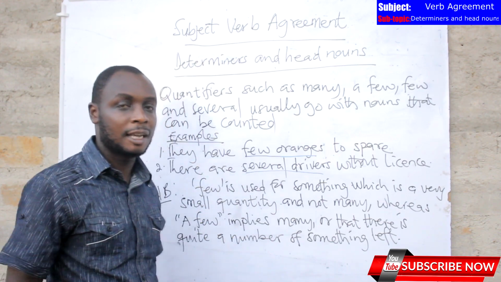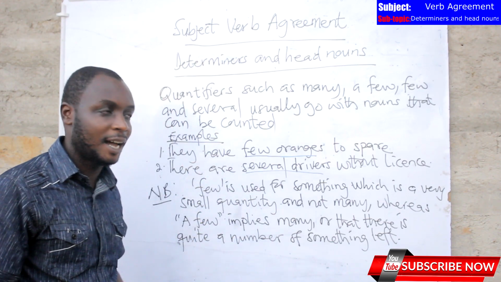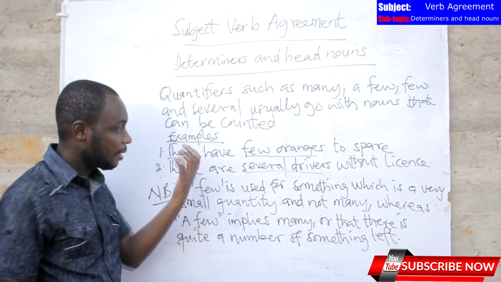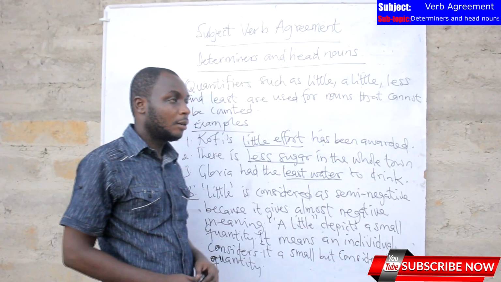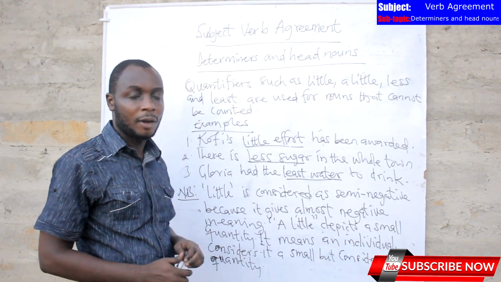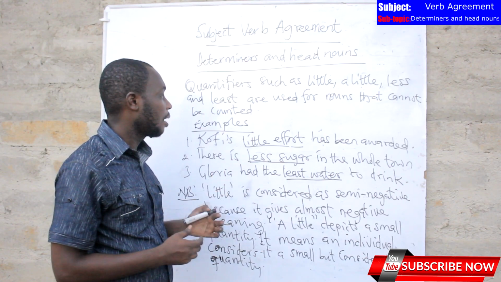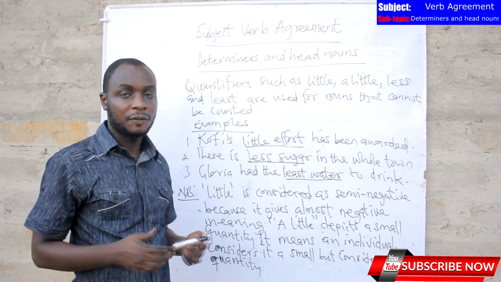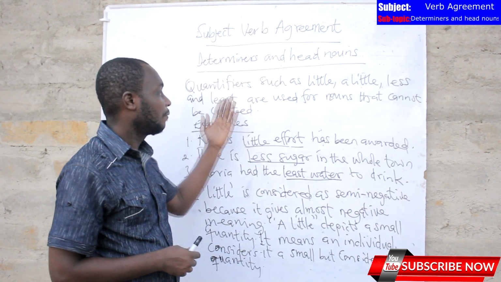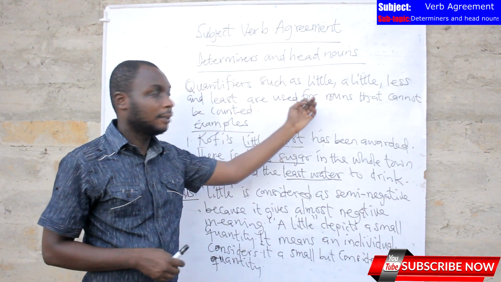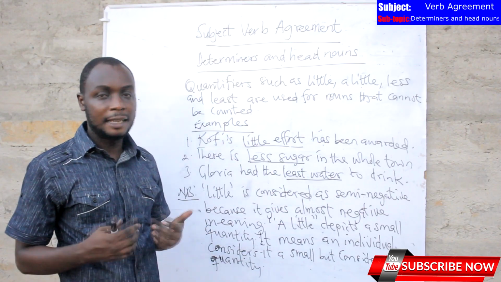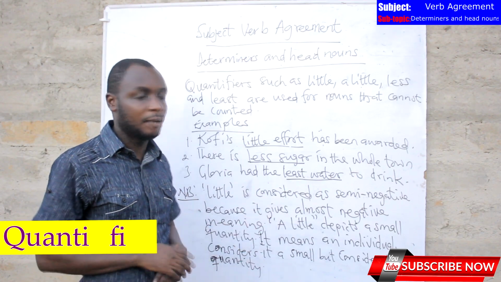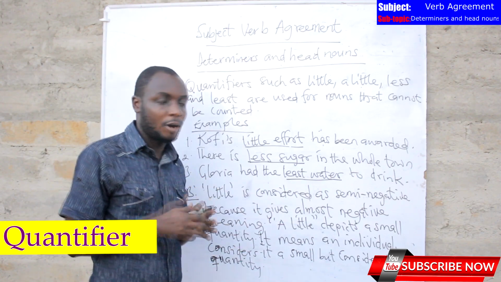And we are going to also take a look at another form of quantifier. That is, we are going to look at little and then a little. Okay, this is also another form of quantifiers, which are also used for non-count nouns. Then we have such quantifiers as little, a little, less, and least. And as I said, they are used for non-count nouns, nouns which cannot be counted. And that is one thing that we should all understand.